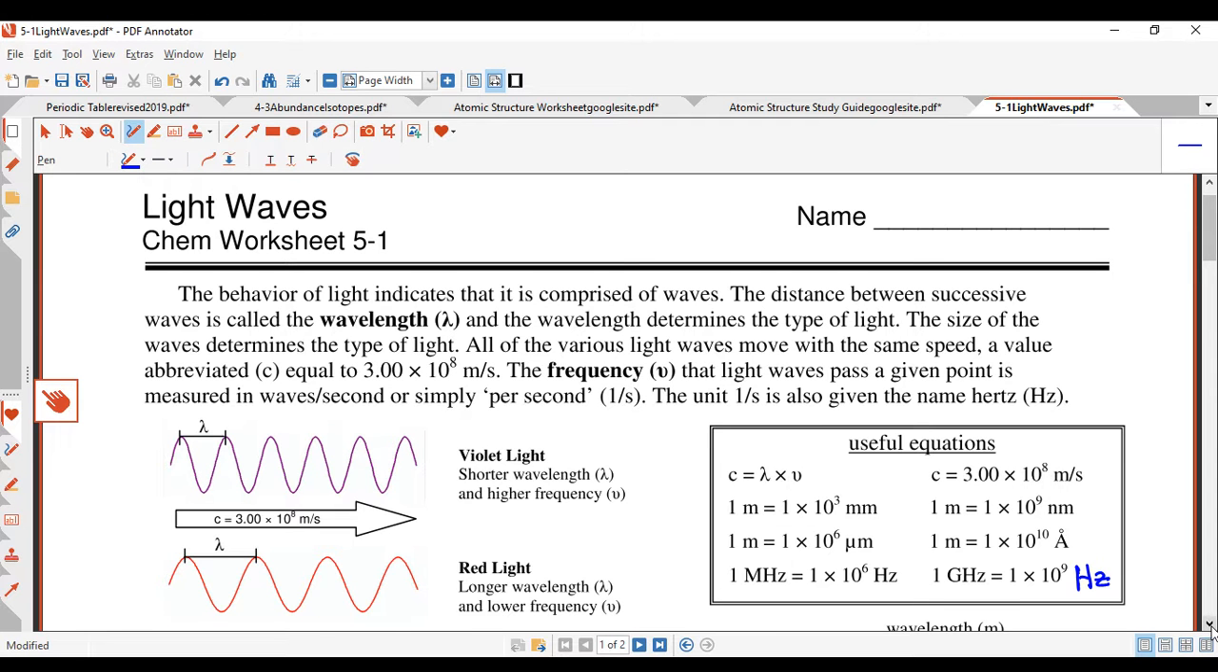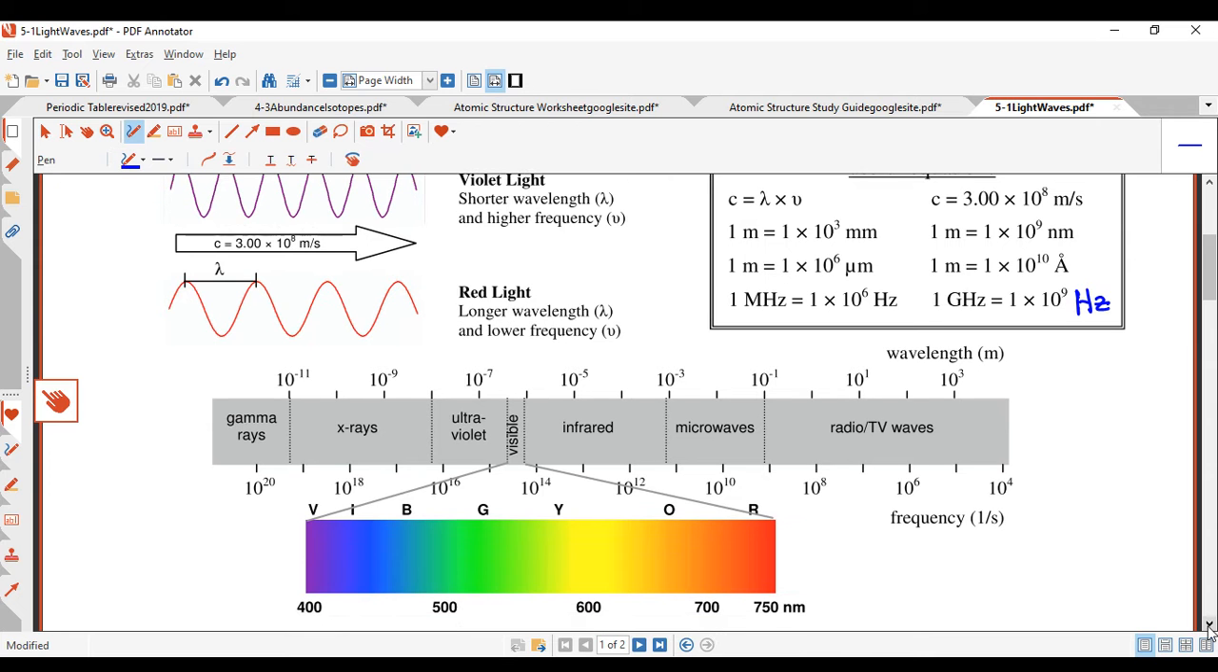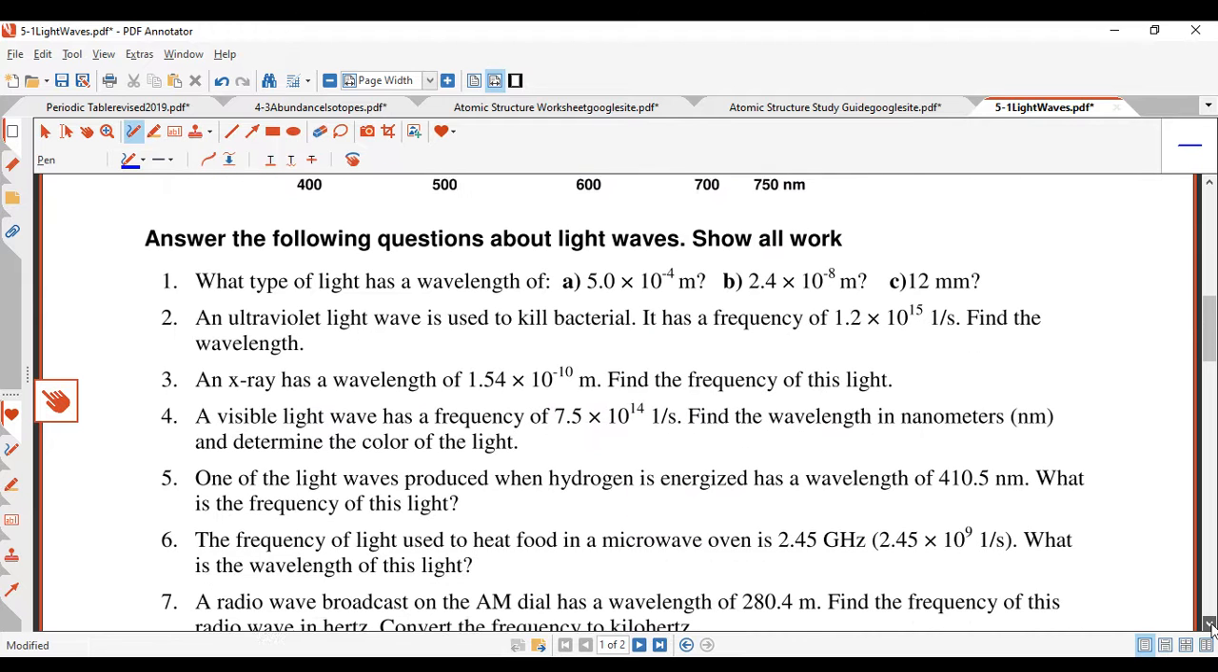The other thing I want to point out is some of the problems will ask you which region of the spectrum a particular wavelength or frequency of electromagnetic radiation falls within. Now, this is something that I do not expect you to memorize, but you can reference this spectrum here. If you're given wavelength, you can look at the top, figure out where it falls. If you're given frequency, you can look at the bottom here and figure out where it falls. If it falls between two different regions, do your best to identify what kind of radiation it is. Okay, so let's look at number 5.